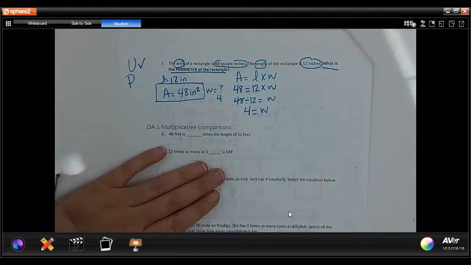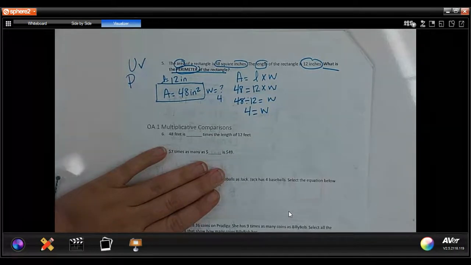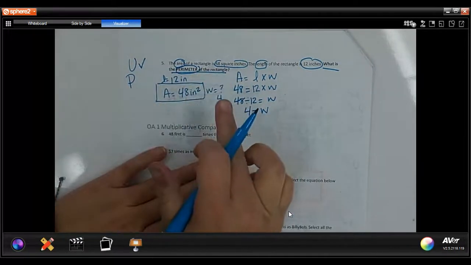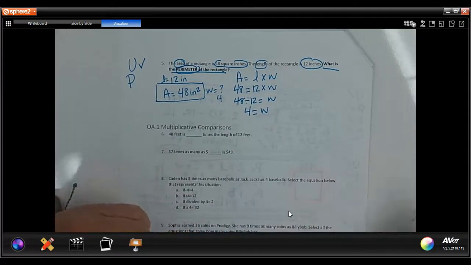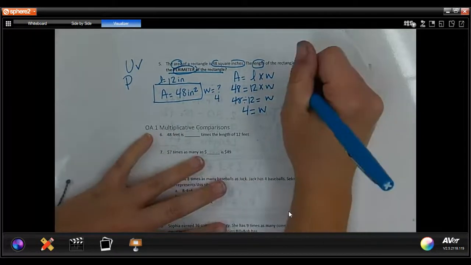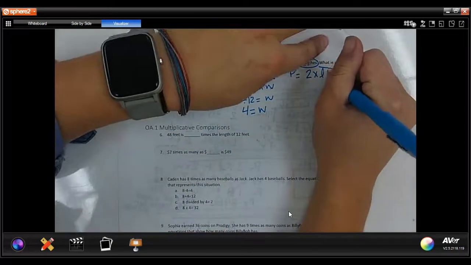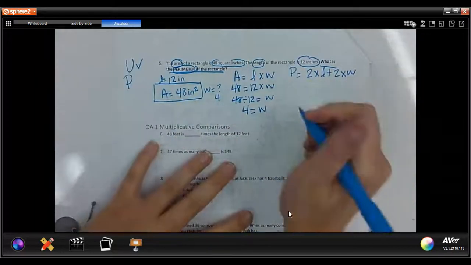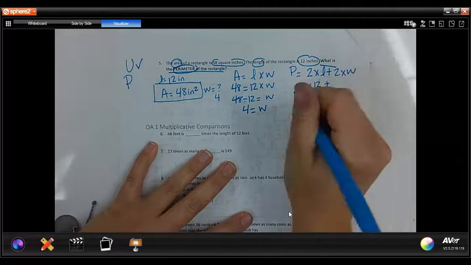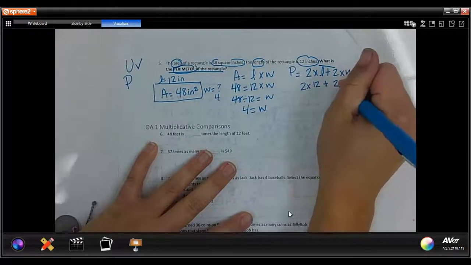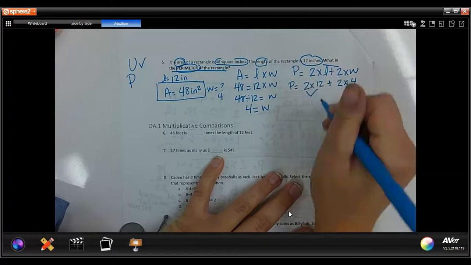But my answer is not 4 because remember, it's asking me to find the perimeter of the rectangle, not the width. But I had to find my width first before I could find my perimeter because I can't find perimeter without knowing the length and the width of my rectangle. So now I have to know my other formula. Perimeter equals 2 times the length plus 2 times the width. I don't know the perimeter yet. I know the length is 12, so 2 times 12. And I know my width is 4. 2 times 4. Now I'm just going to solve.